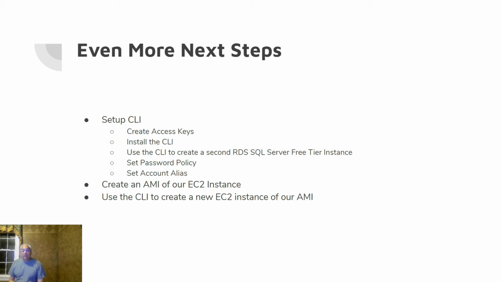Then we're going to create an AMI of our EC2 instance. So we created an EC2 instance earlier, and we'll have to install SSMS on it. But we don't want to have to do that over and over again. It would be like the first step we do anytime we use a Windows server instance. So why not create an AMI? It's certainly easy to do. And then we'll use the CLI to create a new EC2 instance with our AMI.